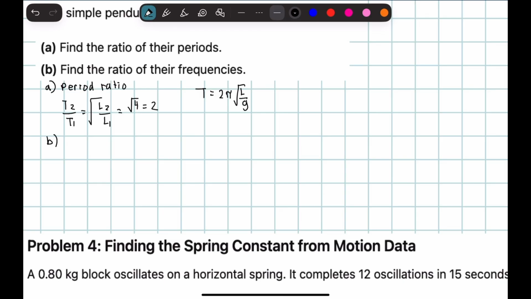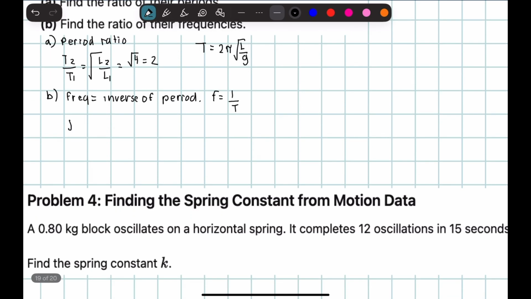Frequency is the inverse of period. f is equal to 1 over T. f2 over f1 is equal to T1 over T2, which is 1/2.